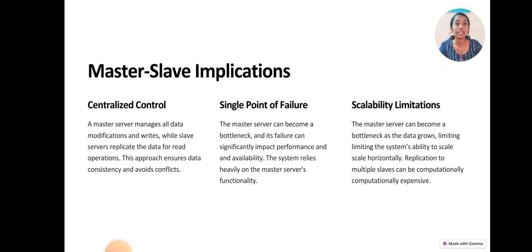In centralized control, a master server manages all data modifications and writes, while slave servers replicate the data for read operations. This approach ensures data consistency and avoids conflicts. Single point of failure. The master server can become a bottleneck, and its failure can significantly impact performance and availability. The system relies heavily on the master server's functionalities.